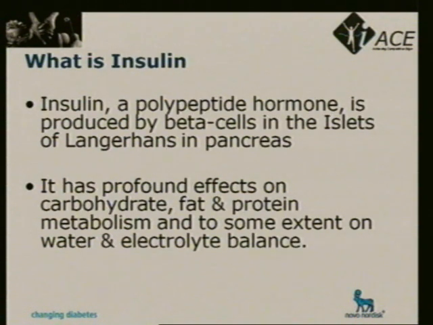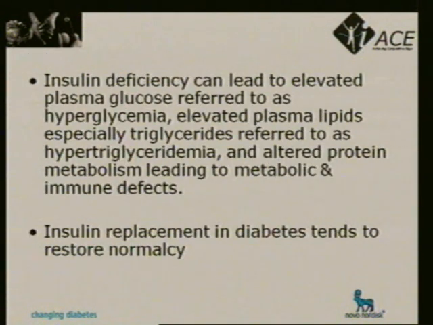We all know that insulin is a polypeptide hormone which is produced by the beta cells in the islets of Langerhans in the pancreas. It has profound effects on carbohydrate, fat and protein metabolism, and to some extent on water and electrolyte balance. Insulin deficiency is what causes diabetes, and it leads to elevated plasma glucose, which is referred to as hyperglycemia. It also causes elevation in plasma lipids, especially triglycerides, referred to as hypertriglyceridemia, and altered protein metabolism, leading to metabolic and immune defects.